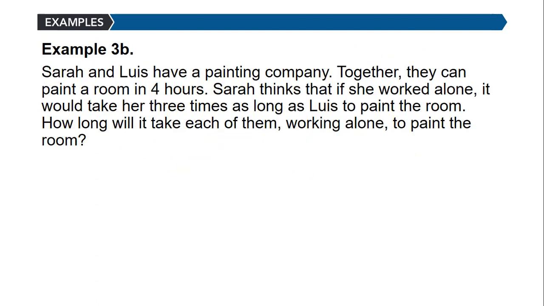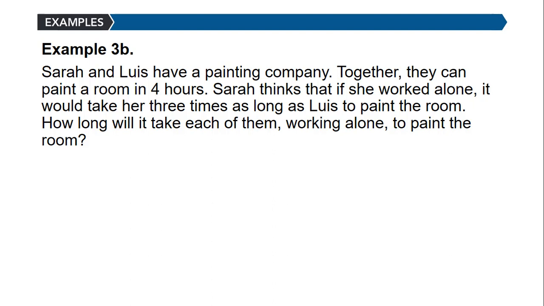Another example, Sarah and Lewis have a painting company. Together they can paint a room in 4 hours. Sarah thinks that if she worked alone, it would take her 3 times as long as Lewis to paint the room. How long will it take each of them working alone to paint the room? So this one's a little bit different. We don't know the individual time. We know their time working together. But we do know how their individual times relate.